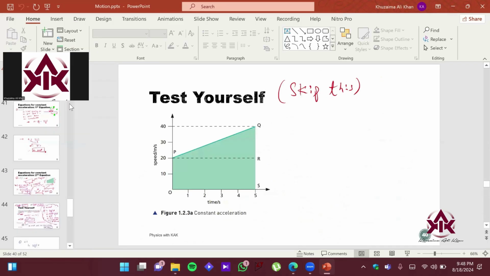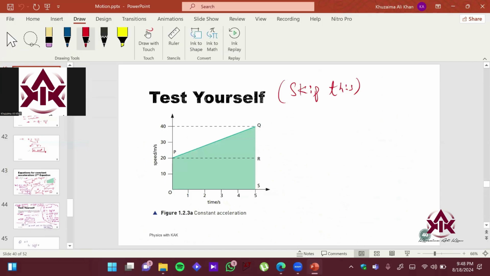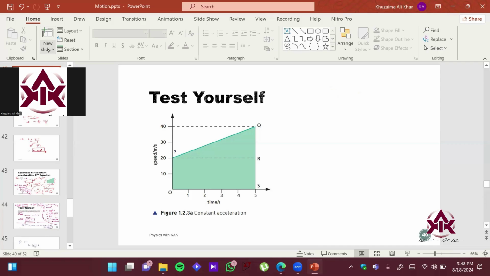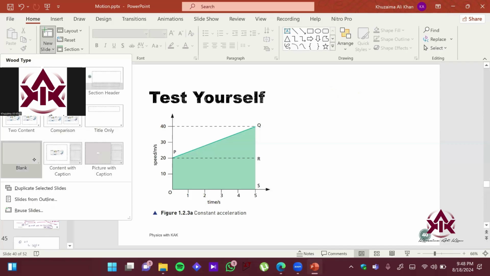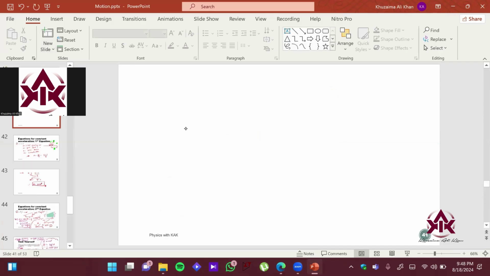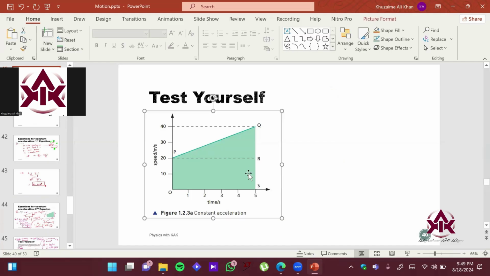So this was supposed to be done. Let's discuss it quickly. So what is in this? Let me just rub it out. Okay. And insert an empty slide, right? So let me duplicate this figure over there.